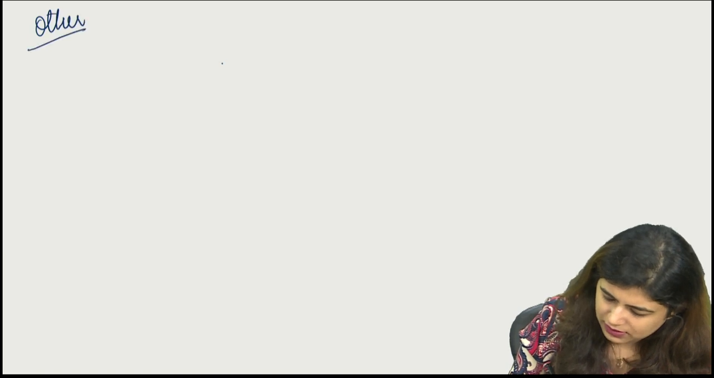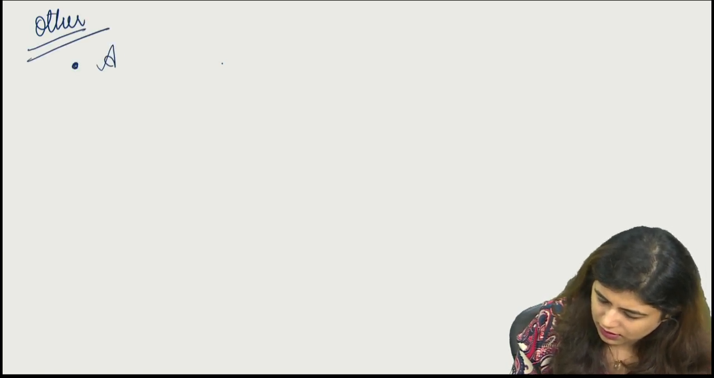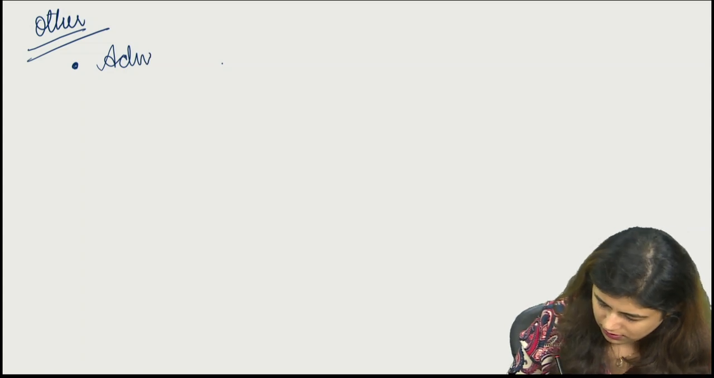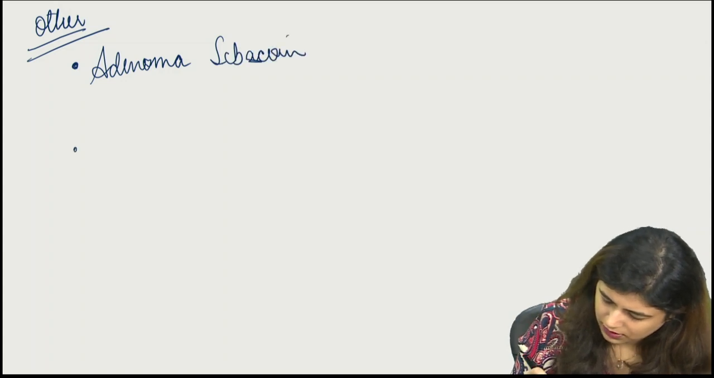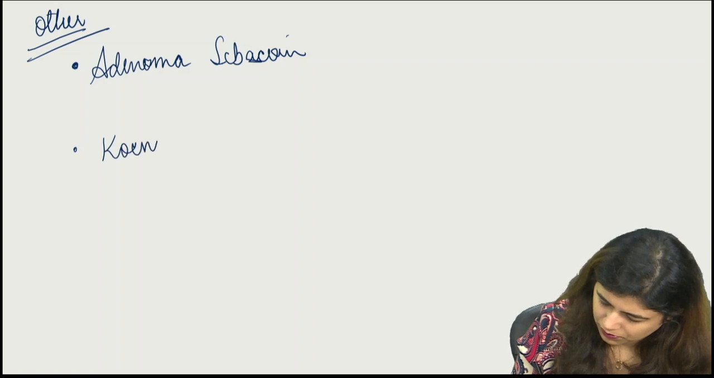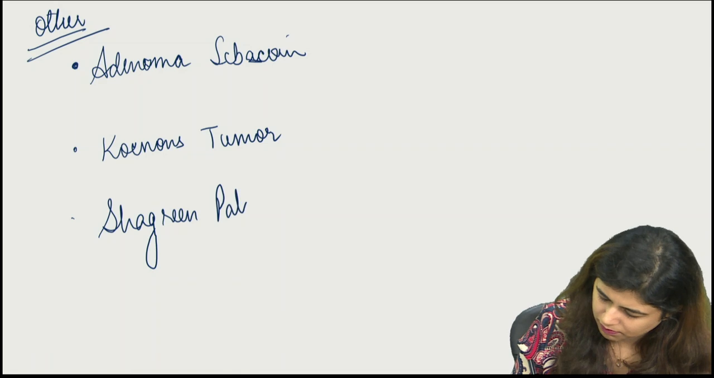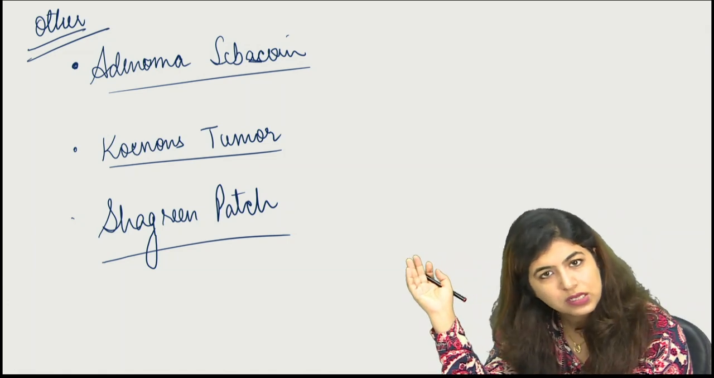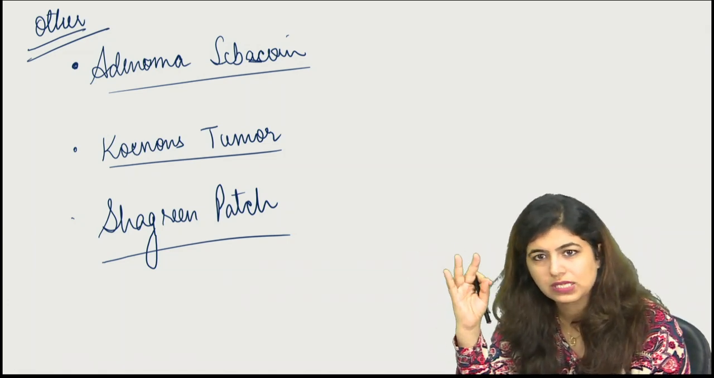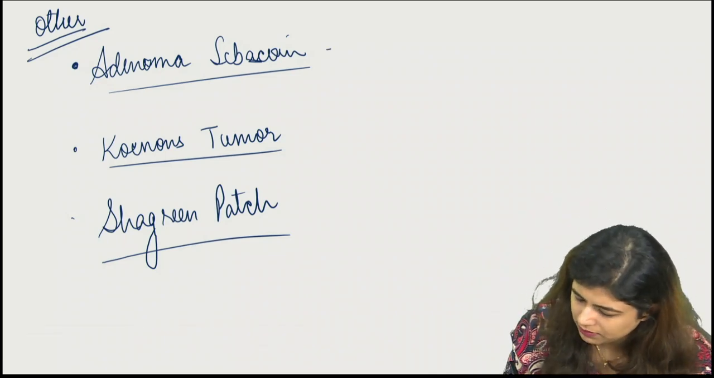The other findings are number 1, adenoma sebaceum, number 2, Koenen's tumor, and number 3, Shagreen patch. These are based on what they ask you. Yes, there are millions of other findings on the skin, but for the purpose of your MCQ, these are the 3 other important findings. Now, what is adenoma sebaceum?